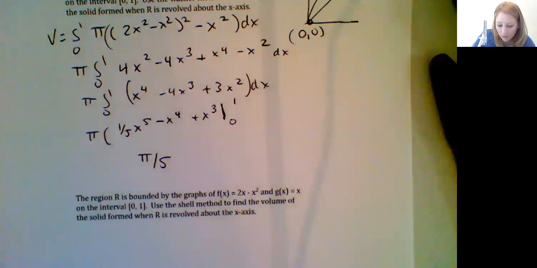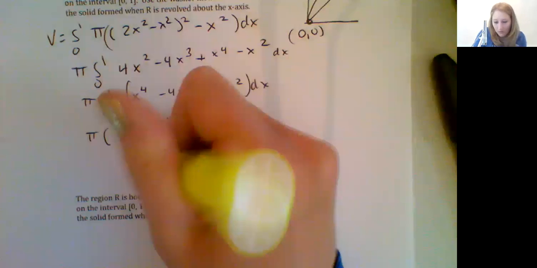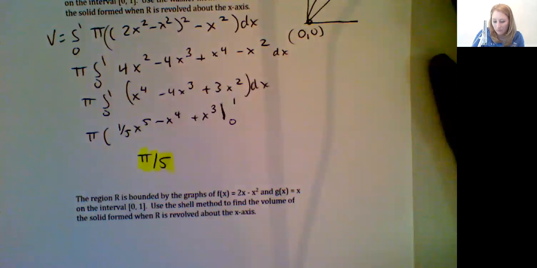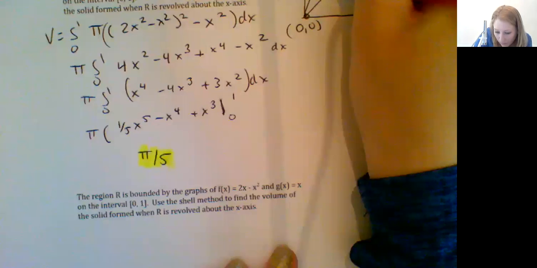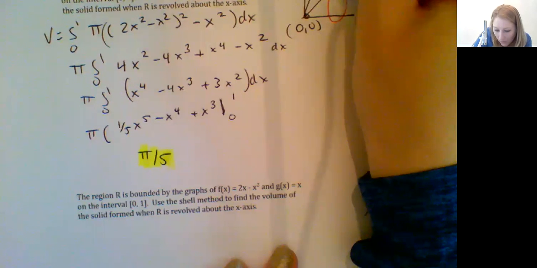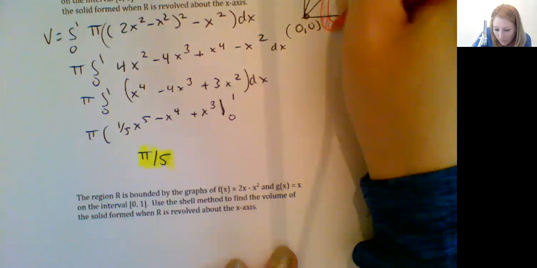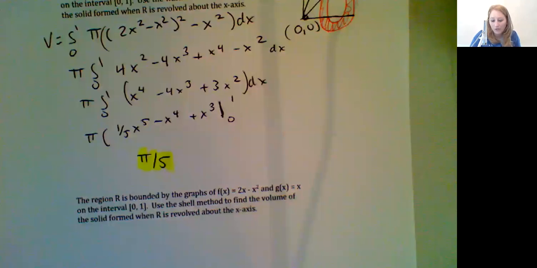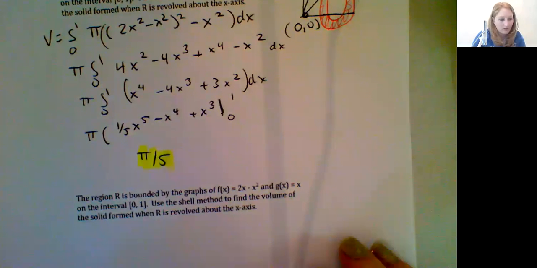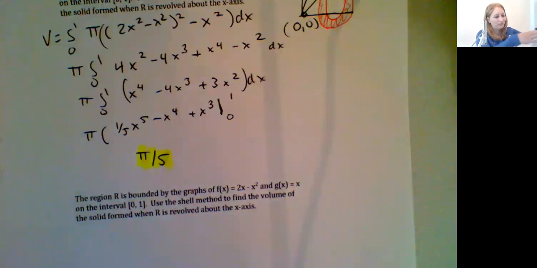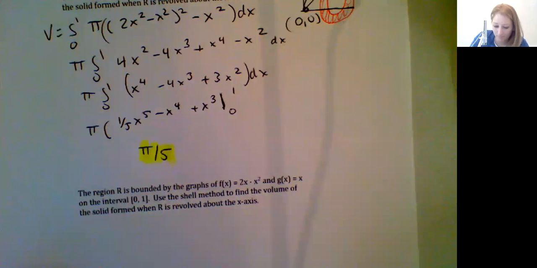Okay, so we were using the washer method. So essentially what we did was we spun this guy around, and then we calculated their volume, right? Okay, so now looking at the same exact example, but this is using the shell method. Same problem, different technique.